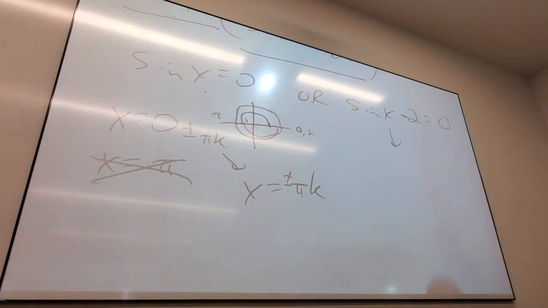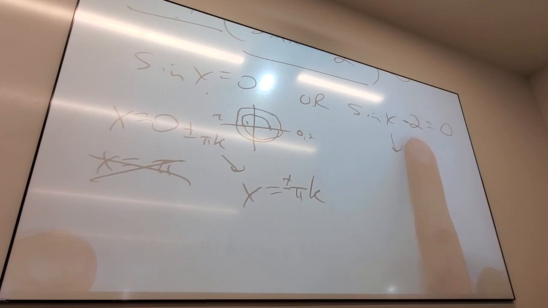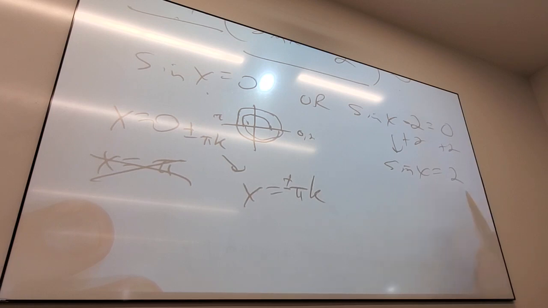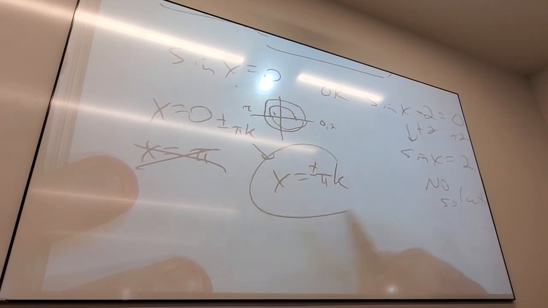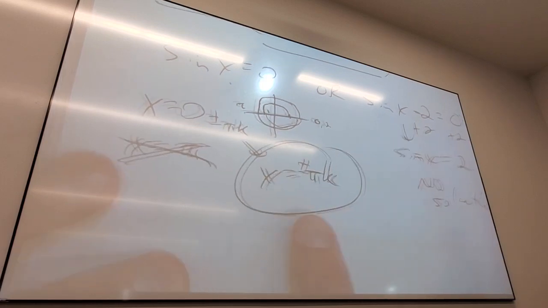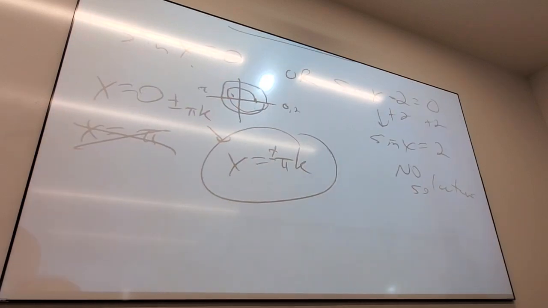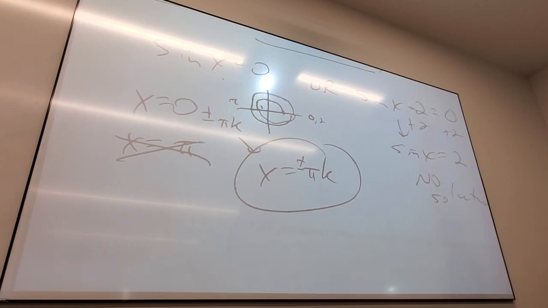How about this guy? How do I solve this guy? Add 2 to both sides. Can anyone tell me right away that you don't have to do any more work? You guys see why you don't have to do any more work? Can sine ever be 2? No. No solution to this part. So the answer to this equation then is just this, because the other part gave me nothing. Stupid other part. You give me nothing.